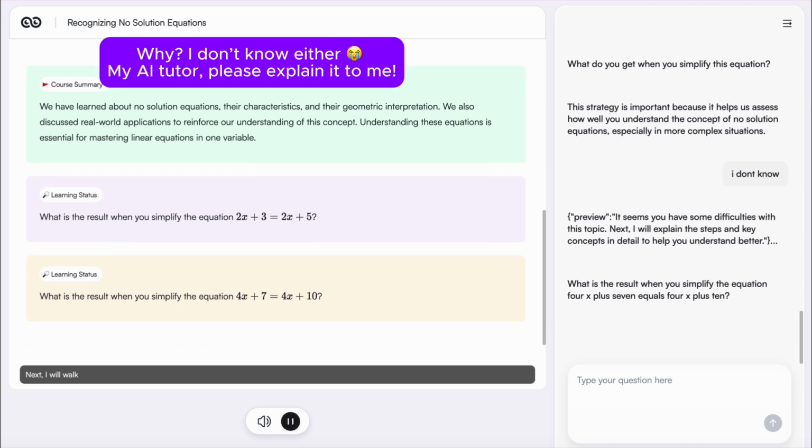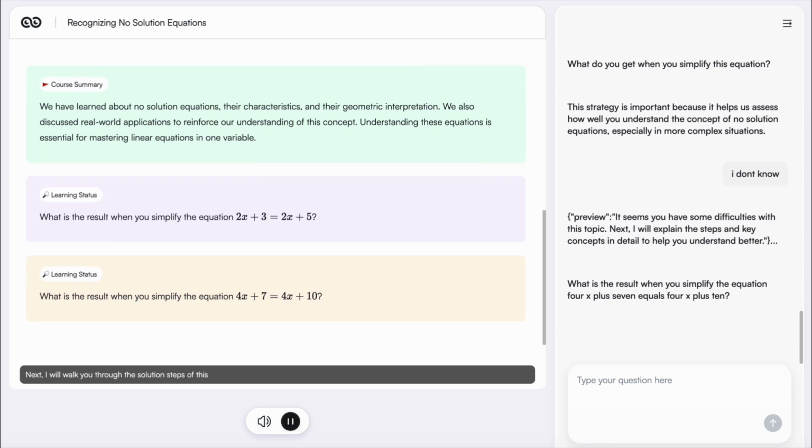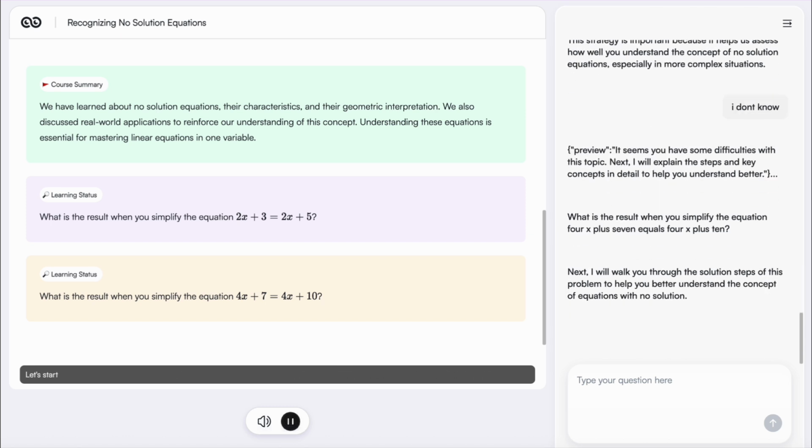Next, I will walk you through the solution steps of this problem to help you better understand the concept of equations with no solution. Let's start with the equation 4x plus 7 equals 4x plus 10. Next, we eliminate the variable by subtracting 4x from both sides. This simplifies the equation to 7 equals 10.